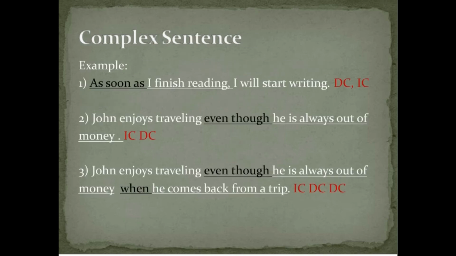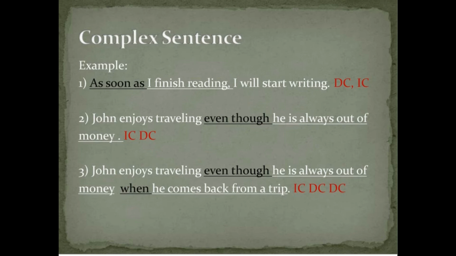Let's look at some examples of complex sentences. As soon as I finish reading, I will start writing. The first clause is our dependent clause. It has a subordinator, as soon as, and a subject and a verb unit, I finish. The second clause is an independent clause. It has a subject and a verb, I will start. The formula is DC and IC.